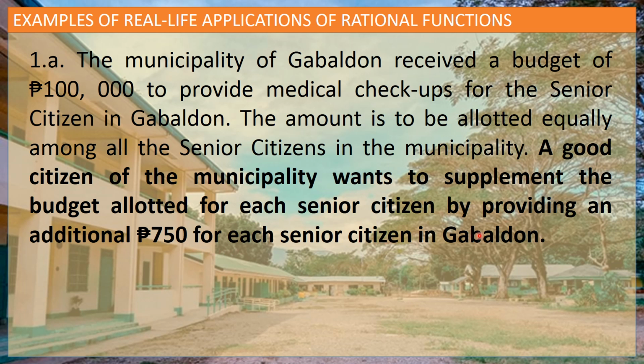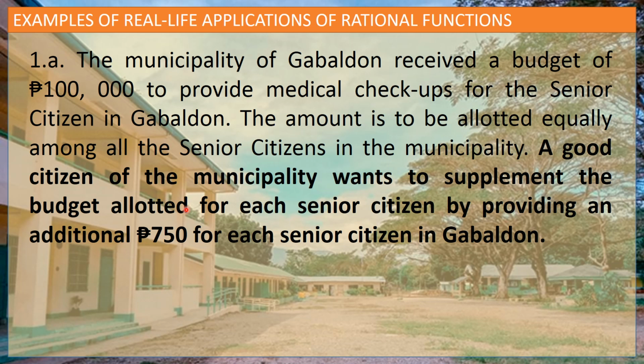Okay, yun na dagdag natin, meron tayong good Samaritan. There is a good citizen na taga-Gabaldon na gusto niyang dagdagan yung mga allotted amount sa bawat senior citizen. Bawat isa. So, ang idadagdag niya ay 750 pesos. So, we need to construct again the equation. Ano yung equation na gagamitin natin to solve the problem? Kasi nadagdagan na bawat isa ng 750. So, anong gagawin natin? Do you have your equation on your mind?